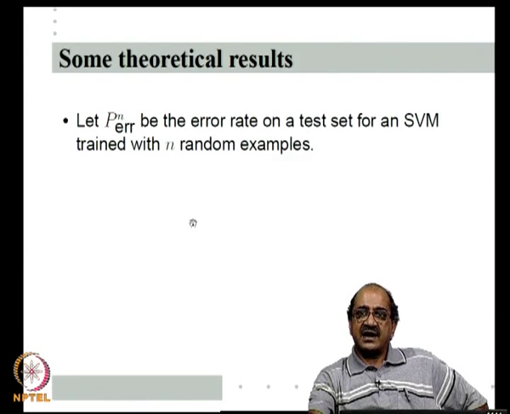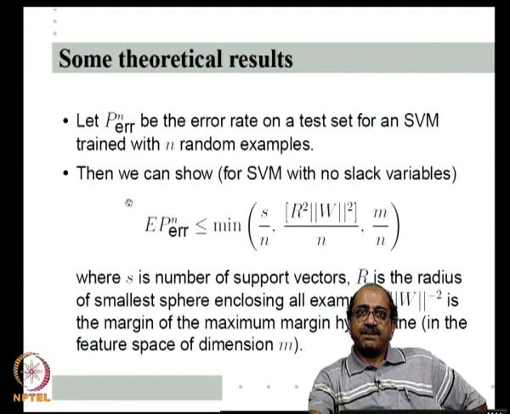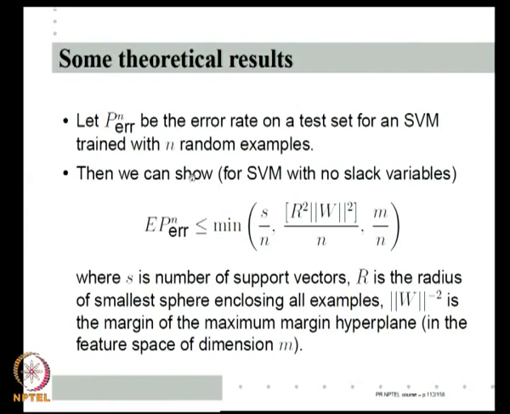If I use different n random examples, I may get a different SVM and hence it will have a different test error rate. But if I ask what is the expected error rate when I learn with n random examples, one can bound it above by a minimum of these three numbers. What three numbers? S by n, where S is the number of support vectors. So, S by n is the fraction of support vectors. Out of n examples, how many happen to be support vectors? Or R squared norm W squared by n, where R is the radius of the smallest sphere enclosing all the examples, and 1 by norm W squared is the margin of the maximum margin hyperplane, right.